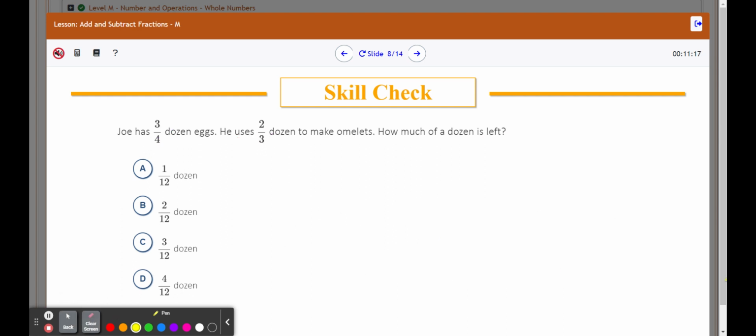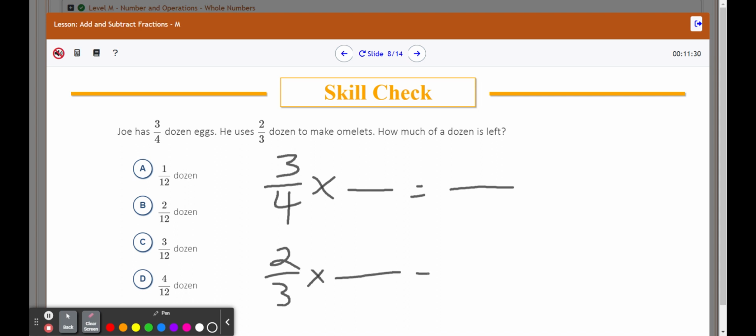Great. So, again, I set up my problem the exact same way every time. 3 over 4 times blank equals blank. And the same thing. 2 over 3 times blank equals blank. Excellent. All right, so I set it up every time. So remember, our least common multiple was 12. So 12 is going to be my new denominator because it's the least common multiple. So now I need to make equivalent fractions.